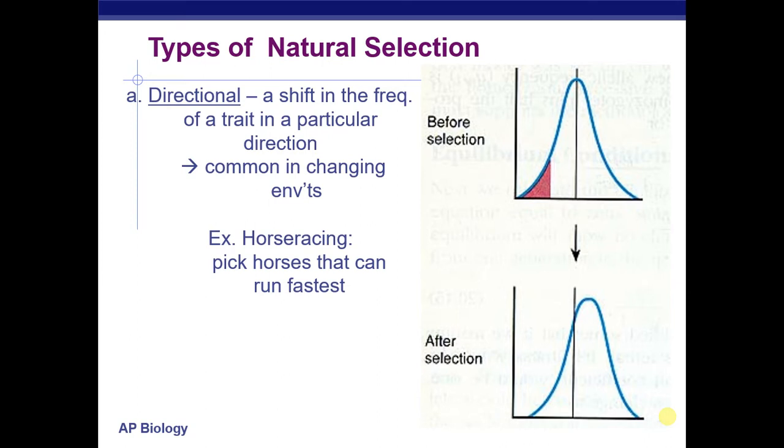So you want to pick horses that can run fast and breed them together to get even faster horses. Over time, if we look at the distribution of phenotypes of all of the racehorses, they'll be shifted towards the faster end. This is what we call directional selection. What is favored is at one extreme of the phenotypic spectrum.